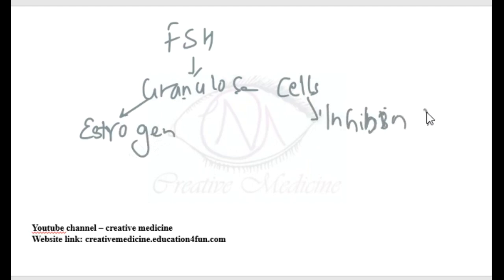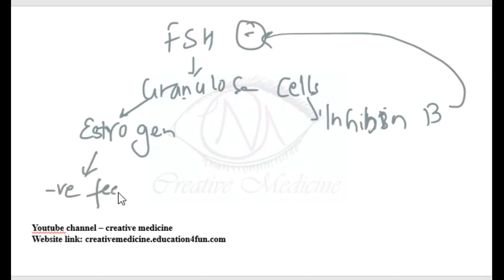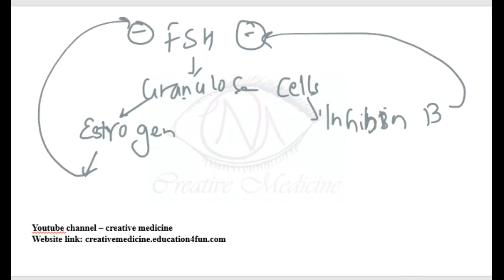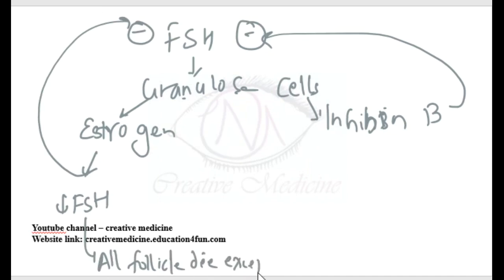Inhibin B has negative feedback on follicular stimulating hormone. That is, inhibin B inhibits the follicular stimulating hormone. Now, estrogen. Estrogen has negative feedback on follicular stimulating hormone. So, this will result in decreased follicular stimulating hormone. When there is decreased follicular stimulating hormone, all the follicles will die except one dominant follicle. That is, the follicle with maximum FSH receptors on the granulosa cells becomes the dominant follicle.